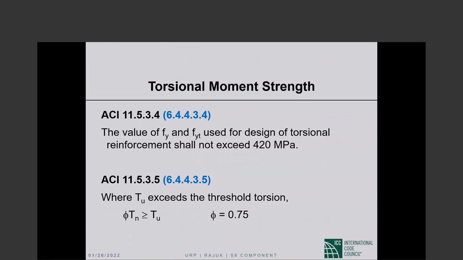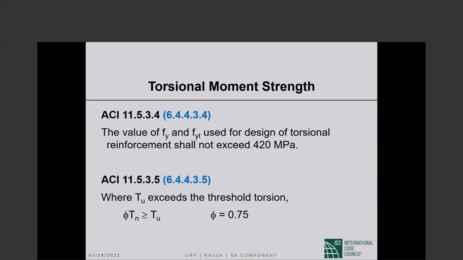Now the value of f sub y, the yield strength of the longitudinal reinforcement, and f sub yt, the yield strength of the transverse reinforcement used for design of torsional reinforcement, shall not exceed 420 MPa. Very important limit, and you absolutely need to keep in mind with all kinds of high strength steel around. In torsional design, we do have this limit. That is again to avoid unsightly wide cracking. If the yield strength is lower, the stresses are lower, and then the cracking is more controlled. So f sub y and f sub yt used for design of torsional reinforcement shall not exceed 420 MPa.